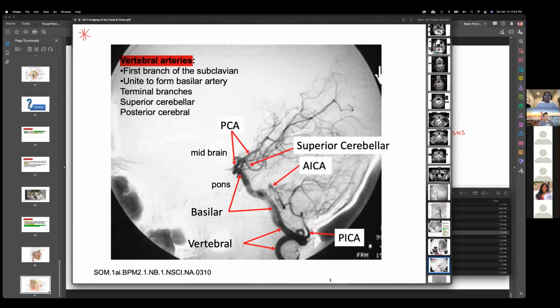The PICA, remember, goes to the back part, comes off the vertebral artery, to the basilar, gets to the posterior cerebral artery, and all those branches that come off. Remember the cranial nerves that are affected when you have a lesion at some of these.